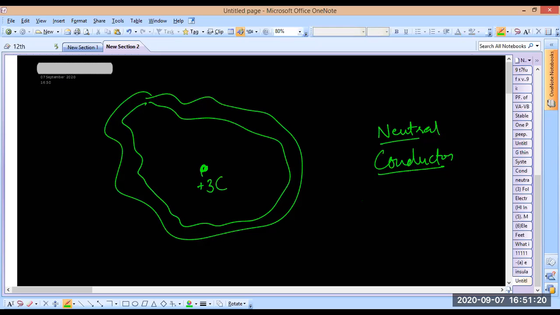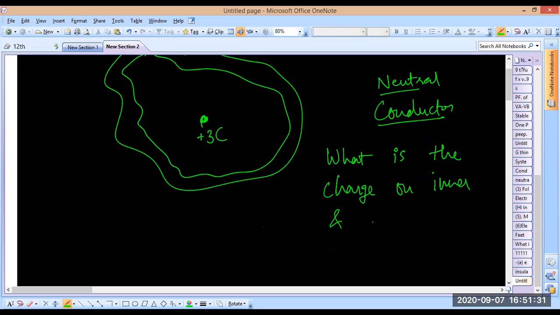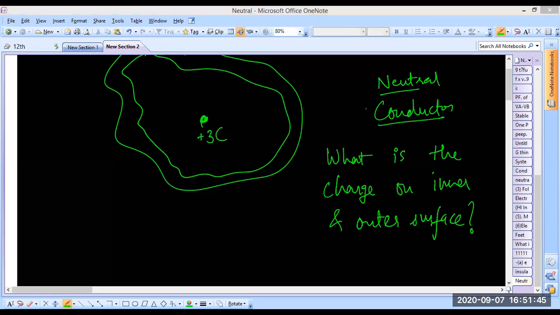Then you have to tell me what is the charge on inner and outer surface. Come on everyone, what is the charge on inner and outer surface? Hurry up everybody, simple question. Hurry up, come on. Unit lock, Krupa. And this is the answer for what?